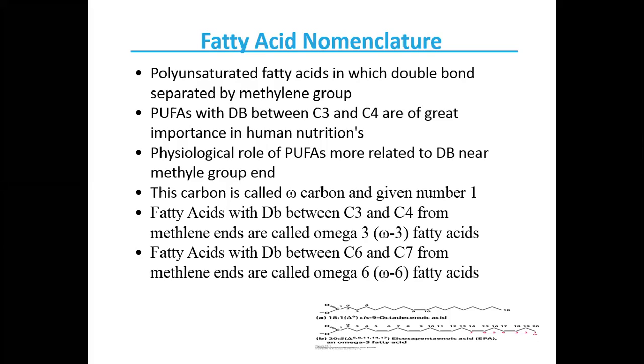This carbon is called the omega carbon and is given number one. Now, if we are looking from the methylene group, this will be carbon number one. Fatty acids with the double bond between carbon 3 and carbon 4 from the methylene end are called omega 3. If the double bond after the methylene group is at the third position, it will be omega 3 fatty acids. Fatty acids with the double bond between carbon 6 and carbon 7 from the methylene end are called omega 6 fatty acids.